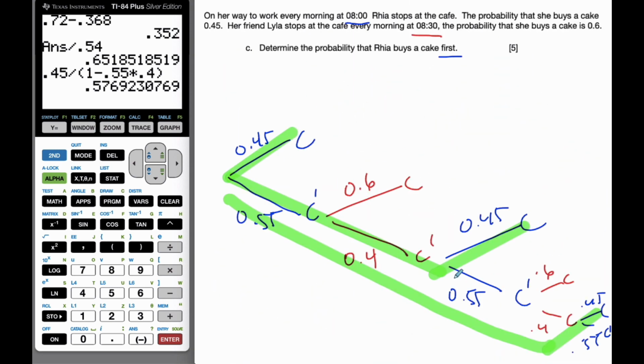So in this problem, you have to recognize that this could go on forever and that no one ever buys a cake, and we're looking for Ria buying the cake first.